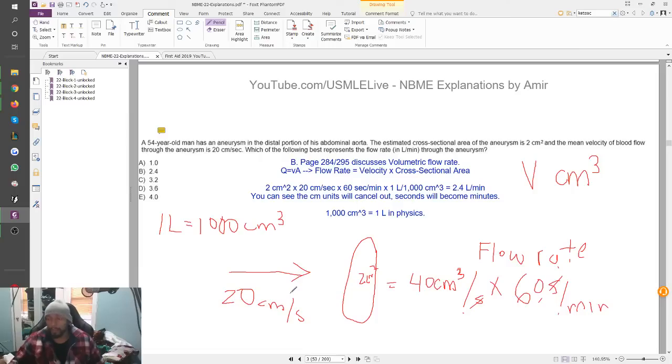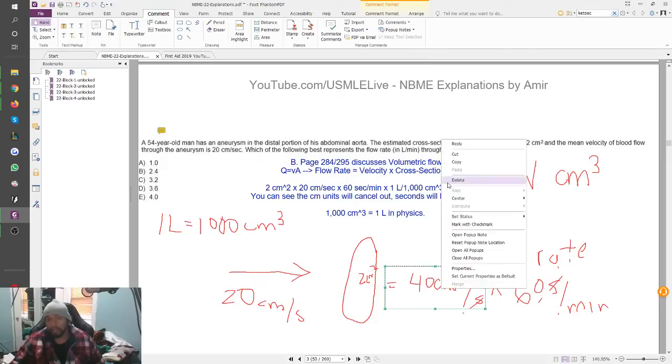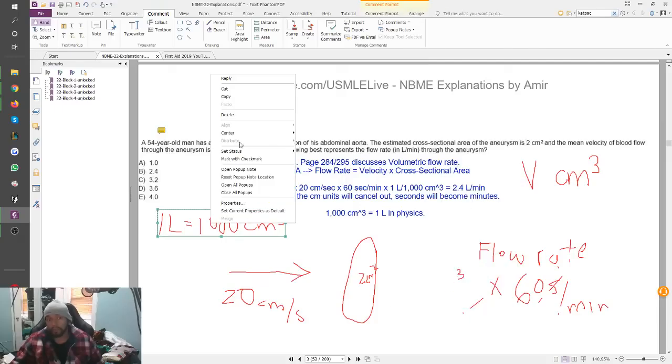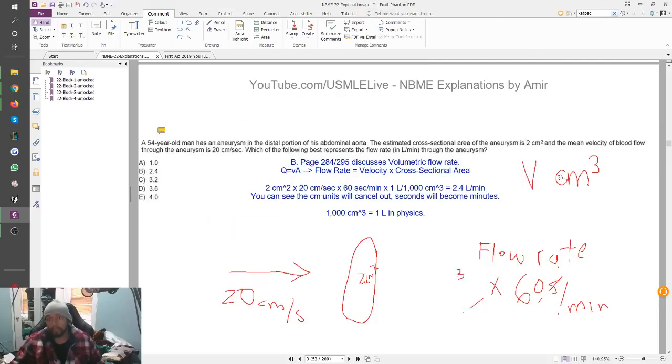So just knowing units and how to work with numbers really helps, because once you saw the 2 centimeters squared and 20 centimeters, it was very obvious you need to multiply those two to get centimeters cubed. From there, it was just conversion. Okay? So it's very important to be able to do that kind of stuff. It was not a hard question at all.